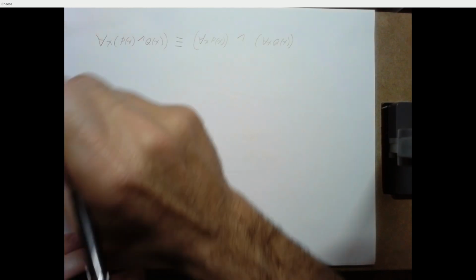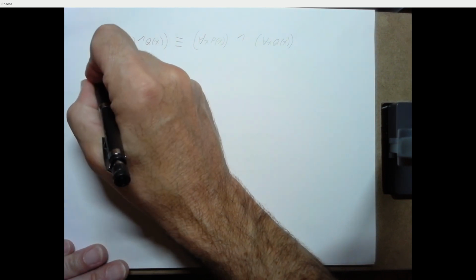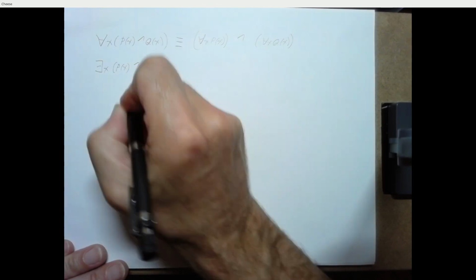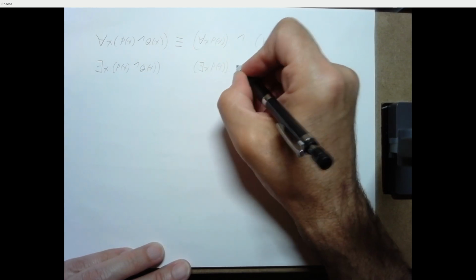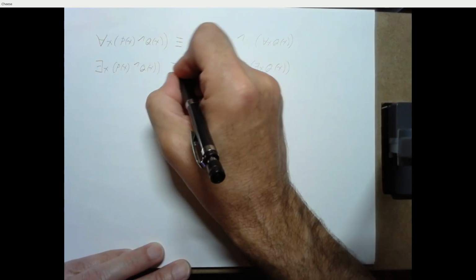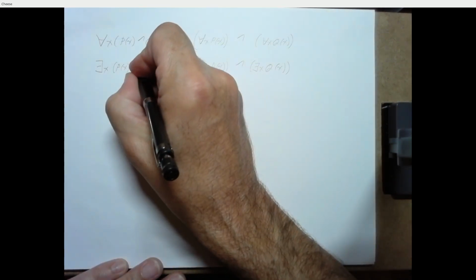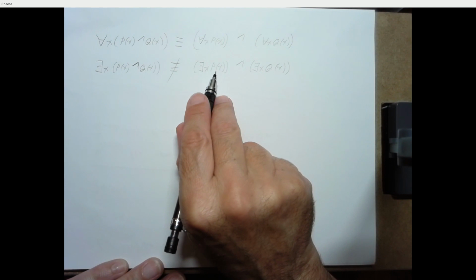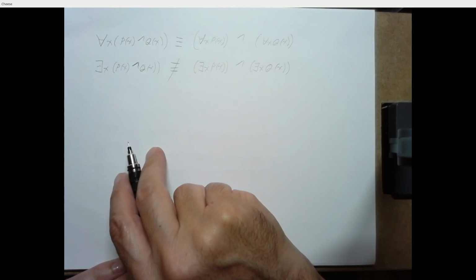Well, think about it, right? But let me show you a different one. There exists an x such that p of x and q of x, versus there exists an x such that p of x and there exists an x such that q of x. These are not logically equivalent, right? This is saying that there is a particular x for which both p and q are true. This is saying there's an x for which p is true, and there's also an x for which q is true, but it could be a different x over here versus over here.